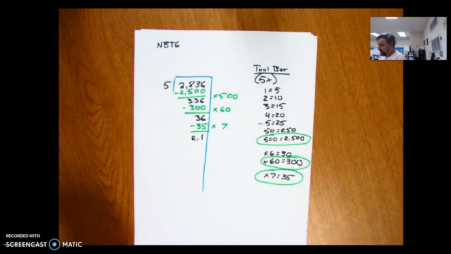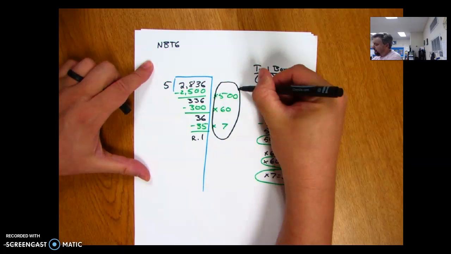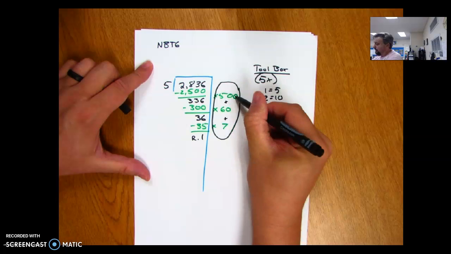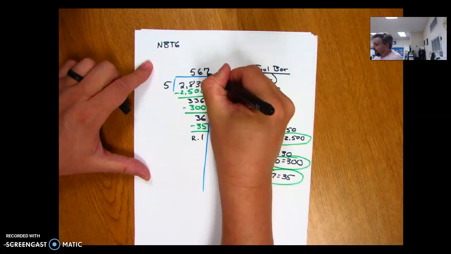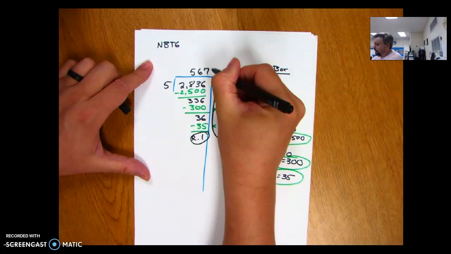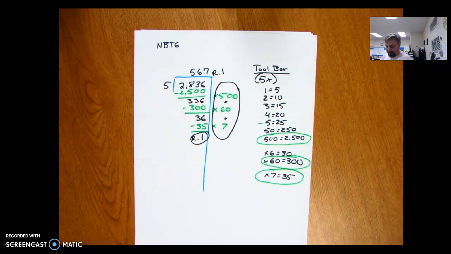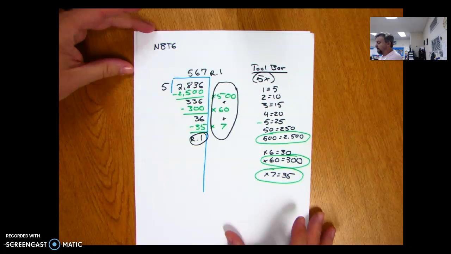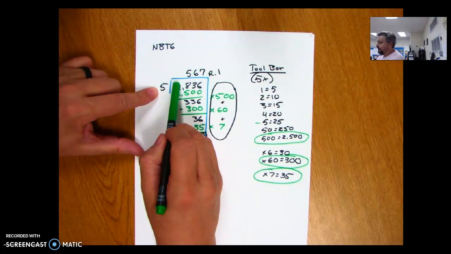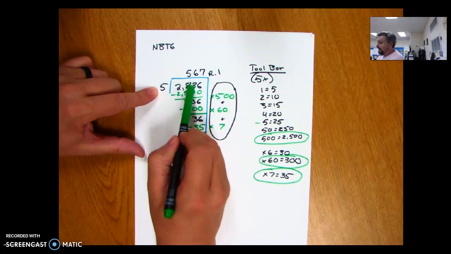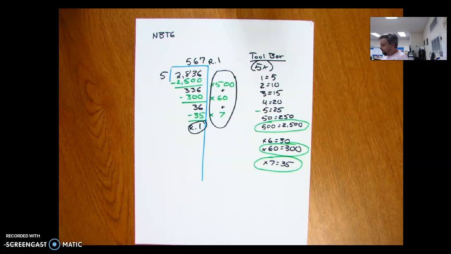So now I'm going to combine all 3 of my partial quotients. 500 plus 60 plus 7 is 567, with a remainder of 1. Okay. Now, in order to check my work, I'm going to look at this as an area model. And I'm going to say 5 times my quotient plus my remainder should give us our dividend. If that's the case, then our quotient is correct. So we're going to go ahead and set that up.